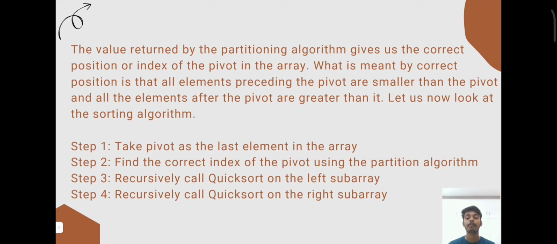What is meant by correct position is that all elements preceding the pivot are smaller than the pivot and all the elements after the pivot are greater than it. Let us now look at the sorting algorithm. Step 1. Take pivot as the last element in the array. Step 2. Find the correct index of the pivot using the partition algorithm. Step 3. Recursively call quicksort on the left subarray. Step 4. Recursively call quicksort on the right subarray.